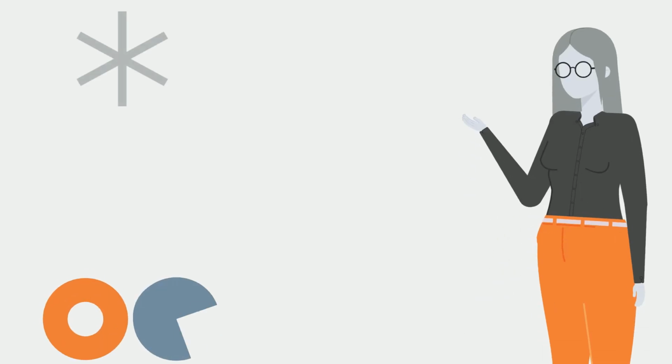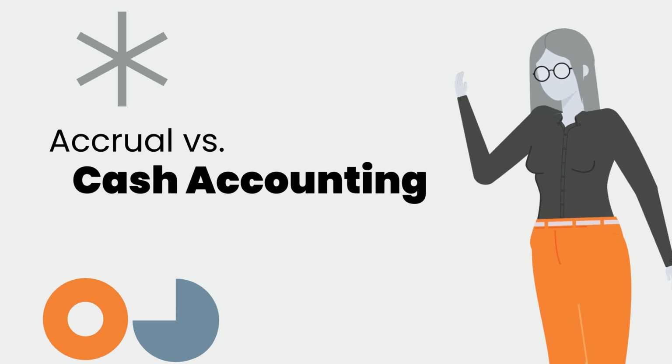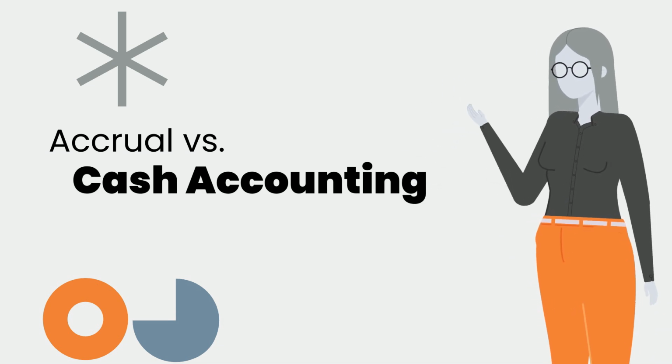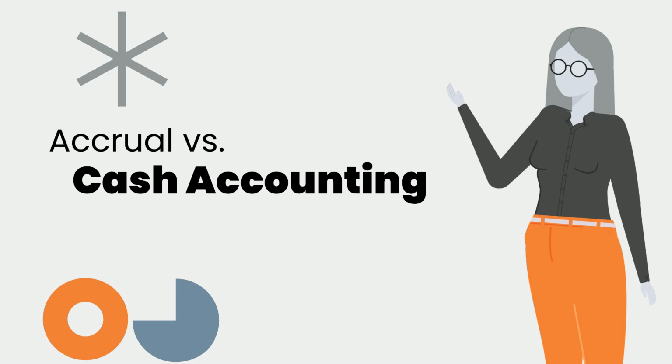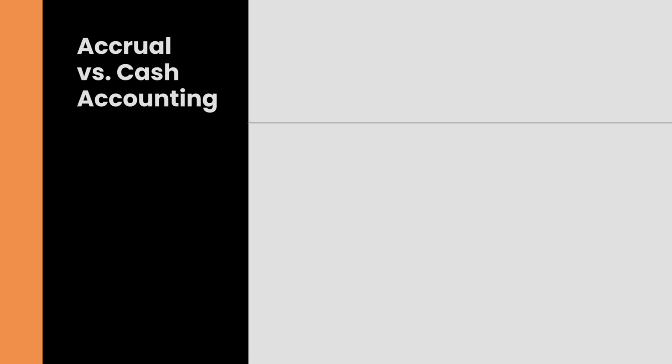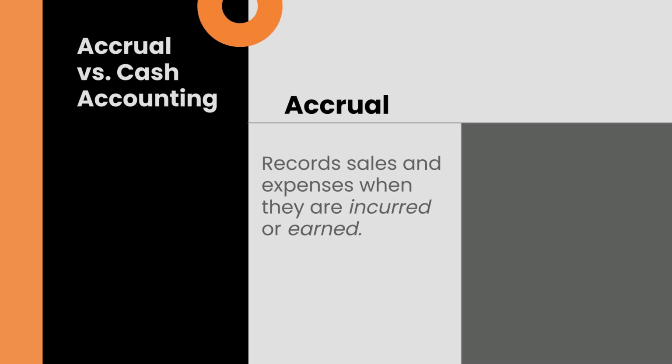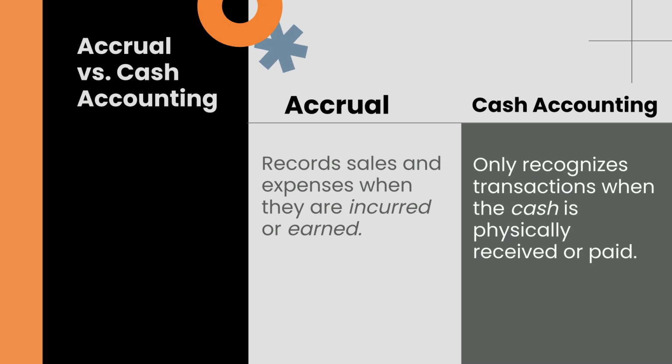This is where things get tricky and often confusing for non-finance teams. It's the difference between accrual and cash accounting. Accrual accounting records sales and expenses when they are incurred or earned, regardless of when the cash actually changes hands. If you invoice a client today, that's revenue today, even if they pay in 60 days. Cash accounting only recognizes transactions when the cash is physically received or paid.